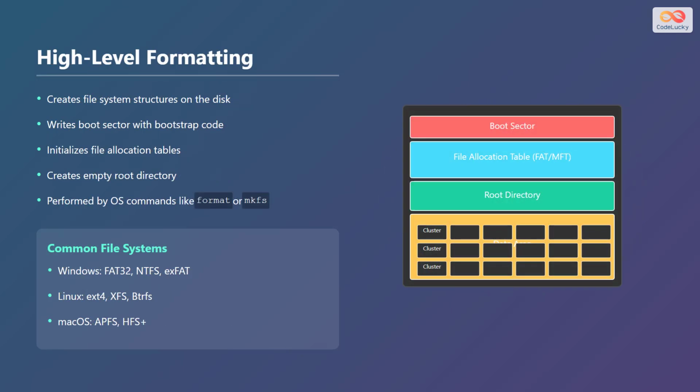High-level formatting, on the other hand, creates file system structures on the disk. It writes a boot sector with bootstrap code, initializes file allocation tables, and creates an empty root directory. High-level formatting is typically performed by operating system commands such as format or mkfs. Common file systems include FAT32, NTFS, and exFAT for Windows, ext4, XFS, and BTRFS for Linux, and APFS and HFS Plus for Mac OS.